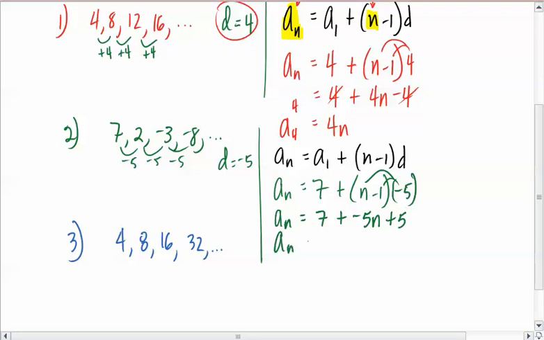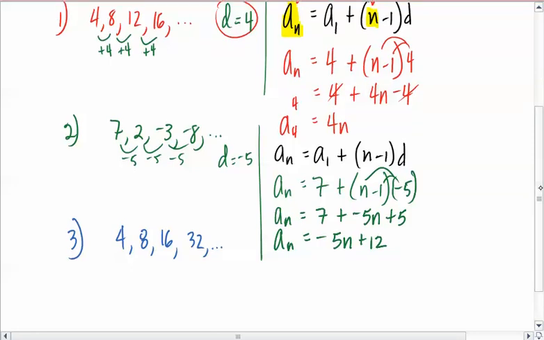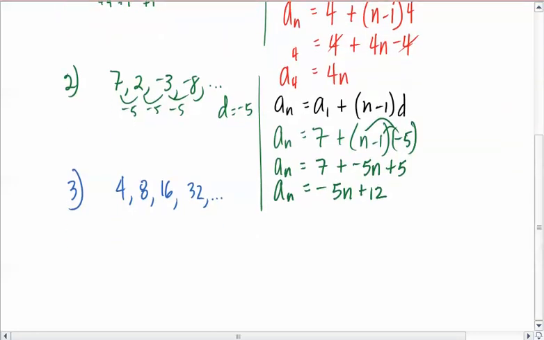Let's clean it up a little bit more. So we have negative 5n plus 12. Okay, looks good to me. Now take a look at our last one. Okay, we're going to make sure it's arithmetic, so we have plus 4, plus 8. Oops. Well, it doesn't matter if it's multiplication, then it's not arithmetic, right? So it doesn't matter what's happening here. It's not a common difference, so it's not arithmetic, and so we're not going to make a formula, at least not for that.